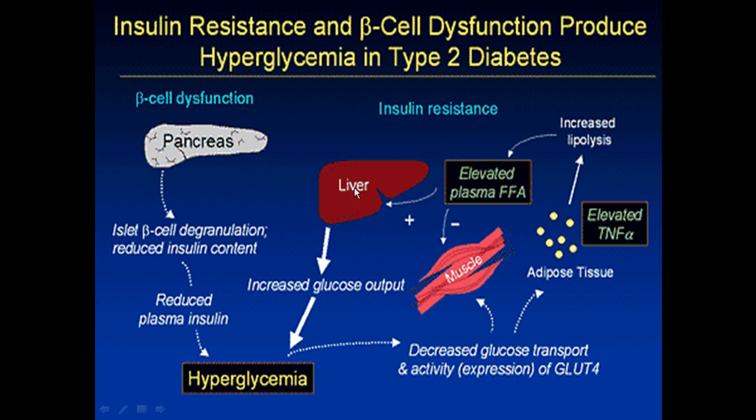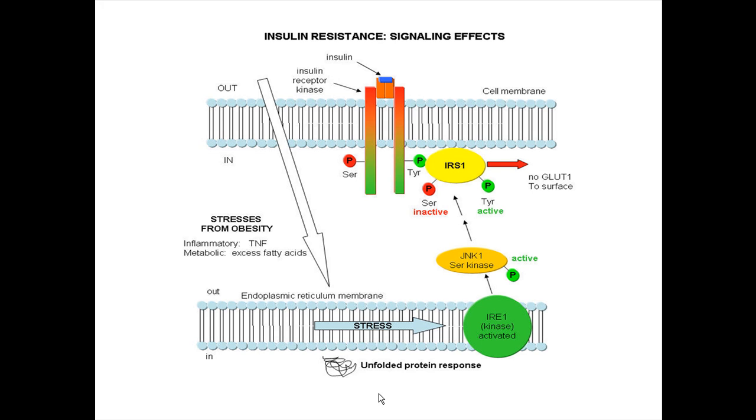Again, just another one showing that elevated free fatty acids are going to affect the liver, increase glucose output, and affect the muscles, decreasing glucose transport, so it decreases the expression or production of the GLUT4 transporter, and then reduces insulin action, so it leads to hyperglycemia. So that's the idea of visceral obesity.